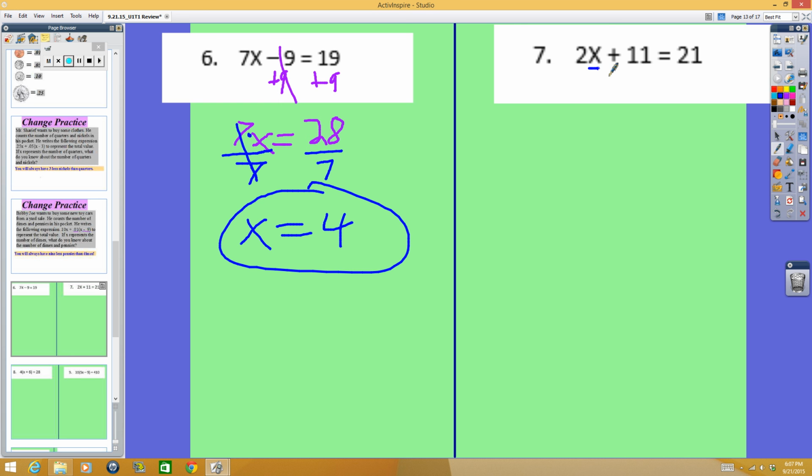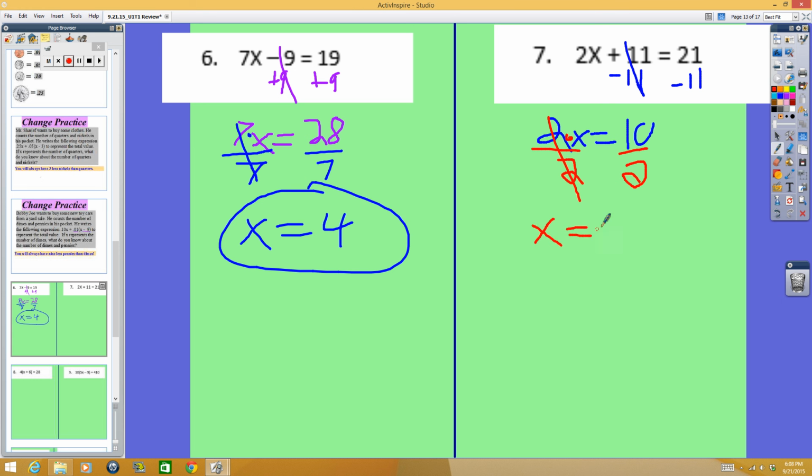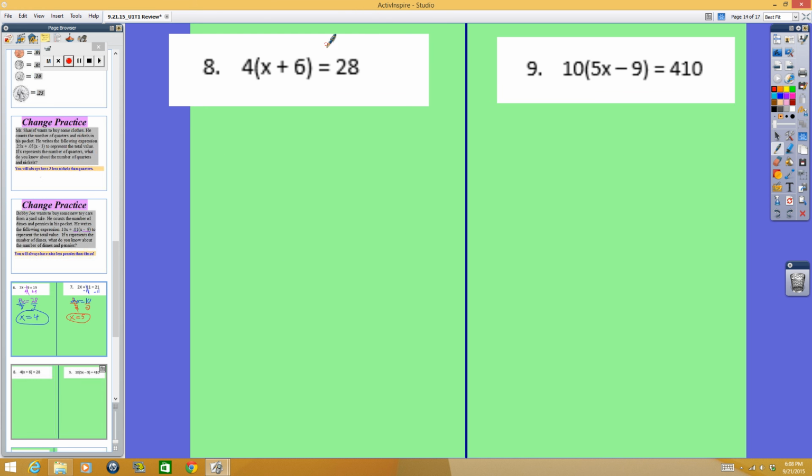This one, I'm solving for x. The thing on the same side is a plus 11. So let me do the opposite, which is minus. That's going to give me 2x equals 10. Same thing, this is times, so I'm going to do the opposite by dividing. And that gives me x equals 5. I'm not really breaking these down because you guys have been pretty good with them.